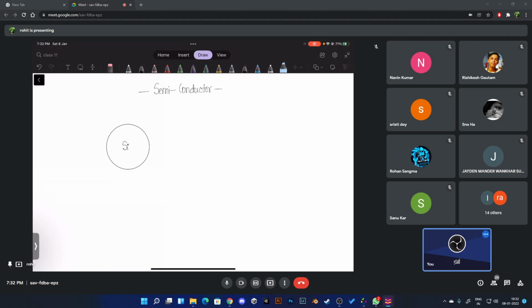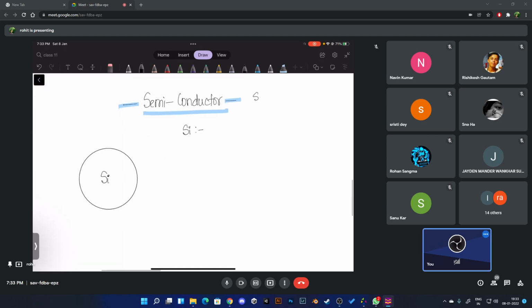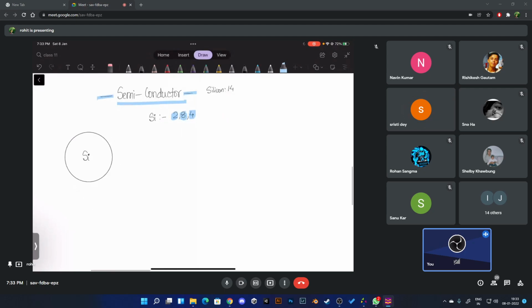So if I take a semiconductor like your silicon, let's write the electronic configuration first. What is the silicon electronic configuration, guys? Silicon atomic number is how much? 14. So what is the configuration? 2, 8, 4. So 2 in the first orbital, 8 in the second orbital, and how many in the valence shell? 4. Let me draw energy levels for them.